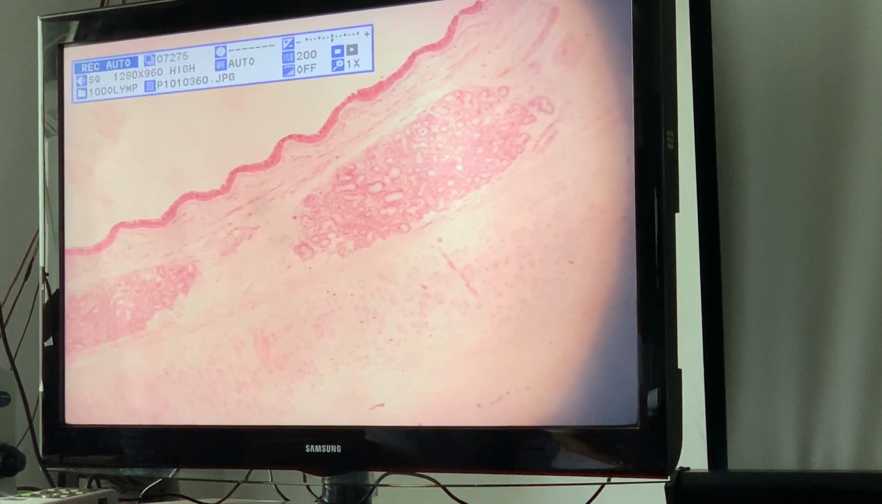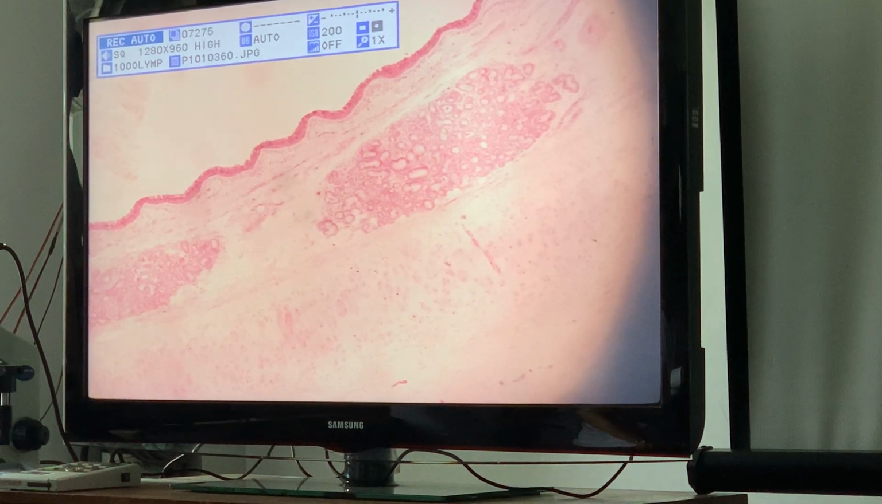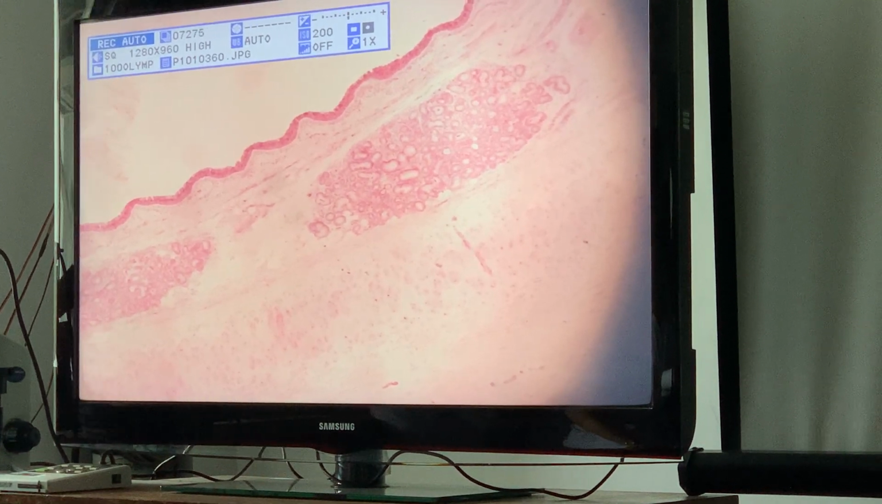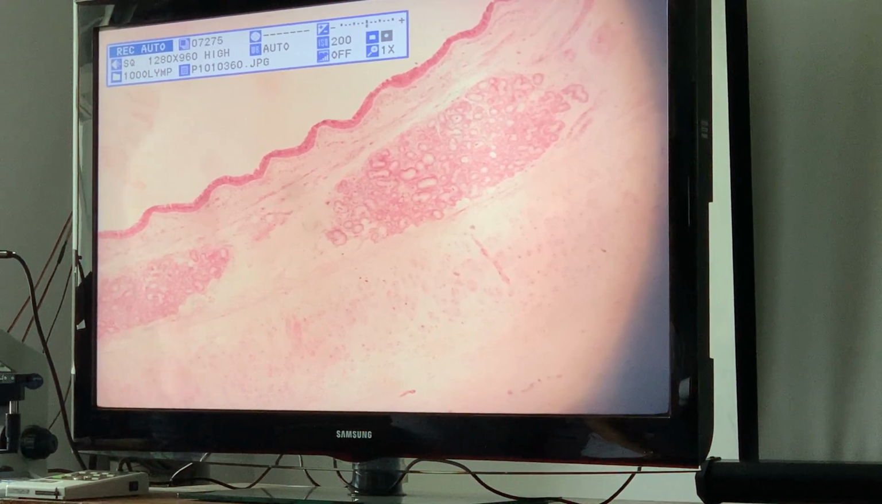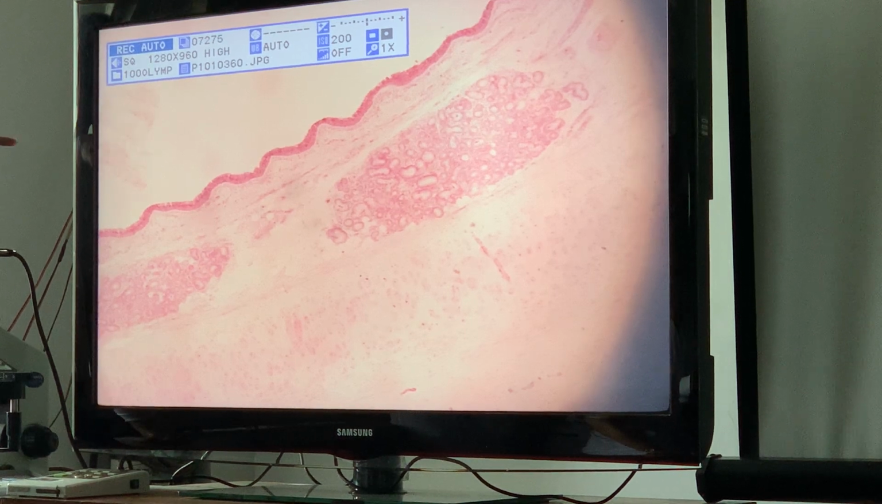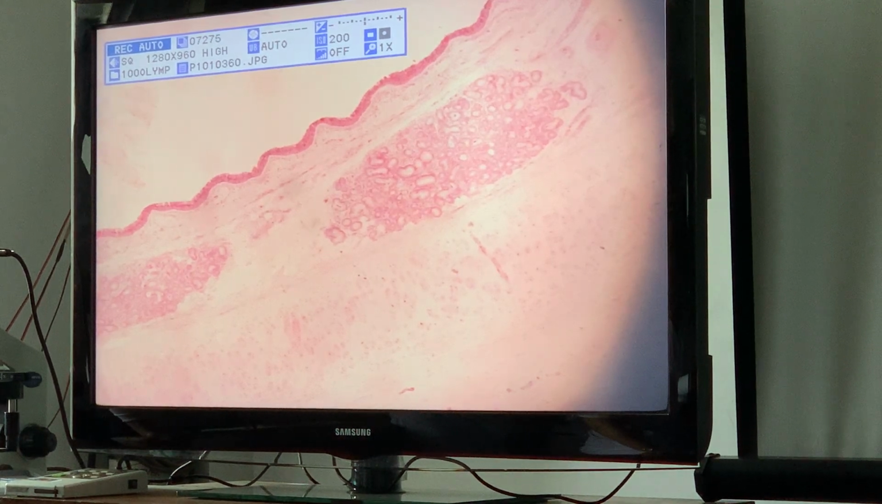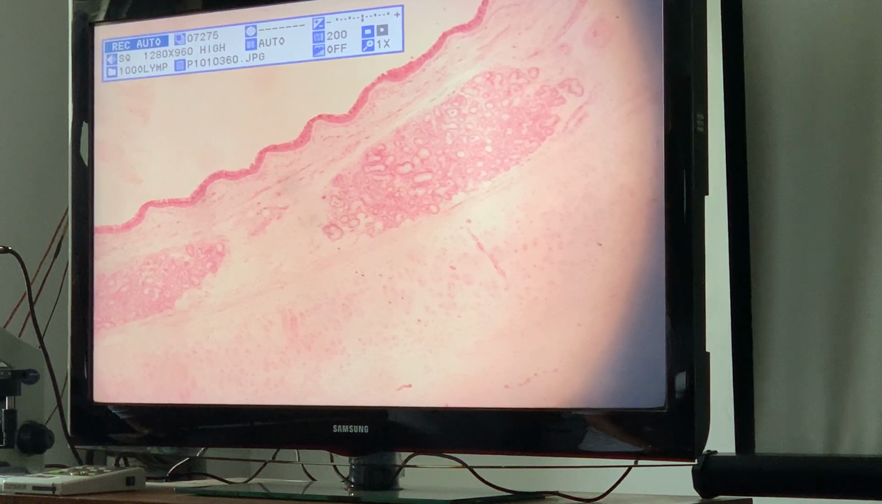But if there's an irritant, what will happen? The goblet cells will produce mucus. If there's bacteria, it will. And then the purpose of the cilia is, in one direction, pushing the expectorated mucus. Okay?